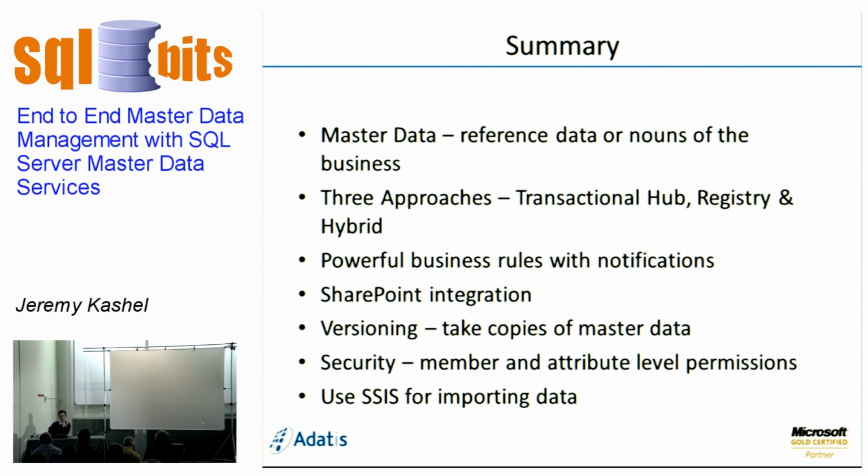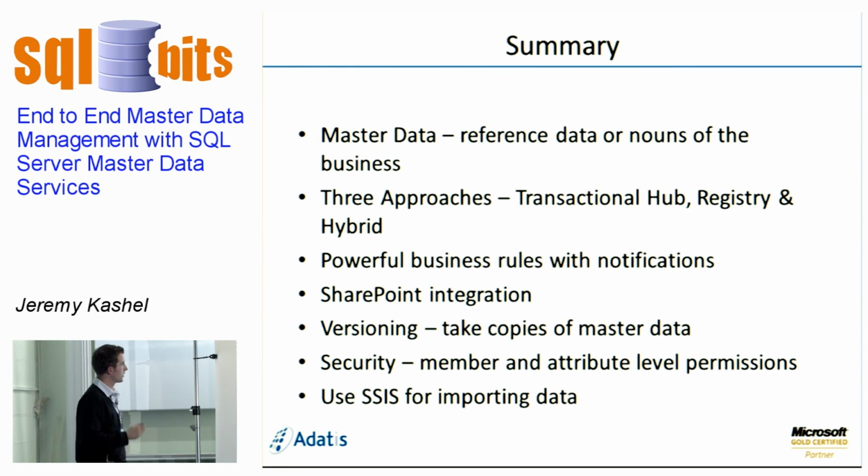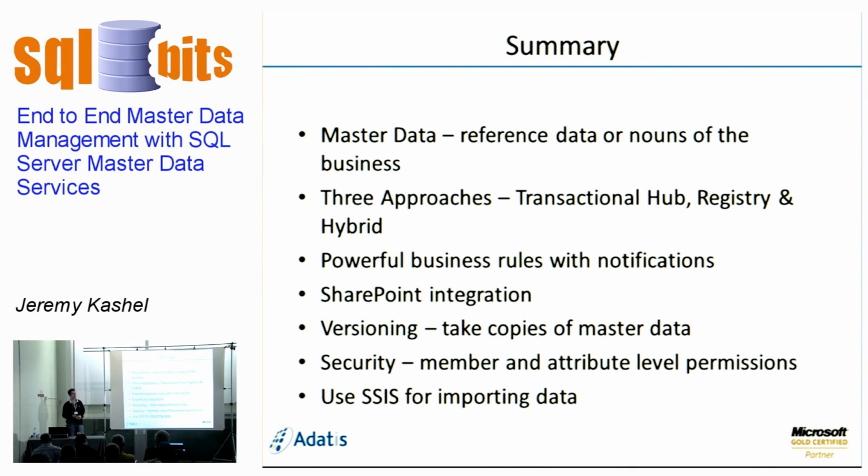Okay. So back to the slides to finish up. Just as a summary, what we've covered. So we know that master data entities are the reference data or nouns of the business. There's a good book by David Loshin that outlines 3 approaches: transactional hub, registry, and hybrid. Transactional hub and registry are probably fair to say more theoretical, but the hybrid is the one that's going to be useful. We've seen the business rules working.